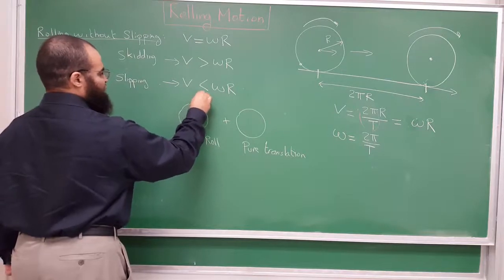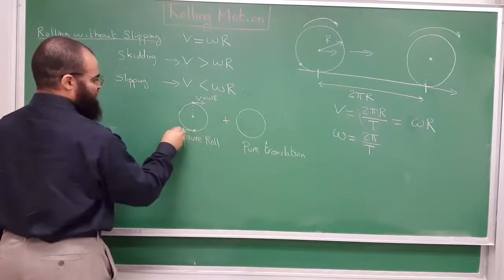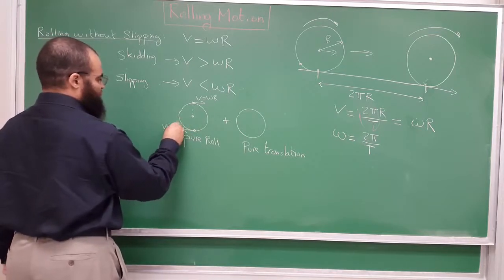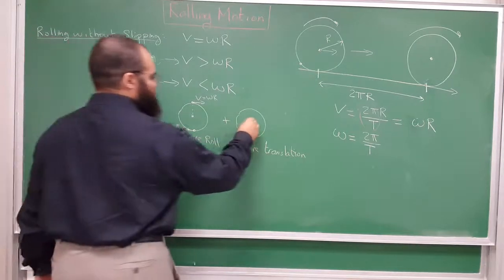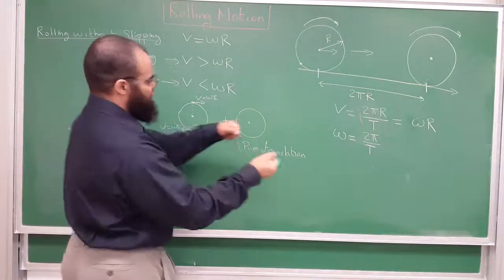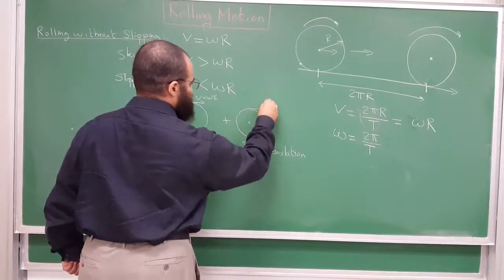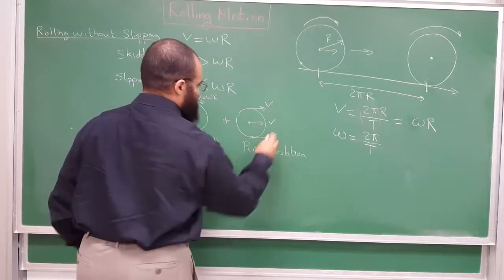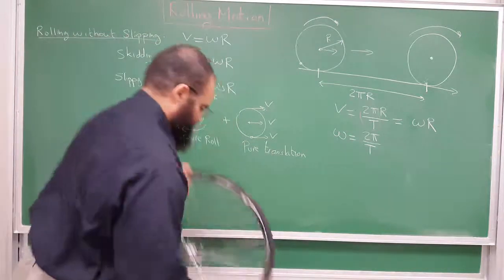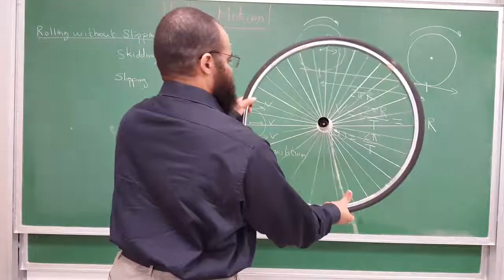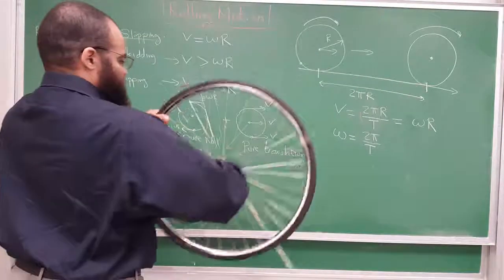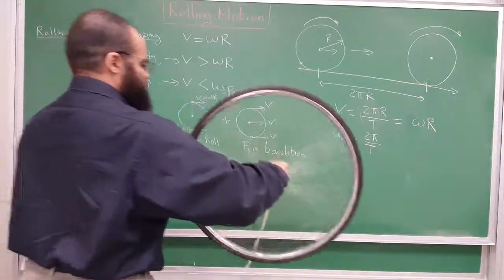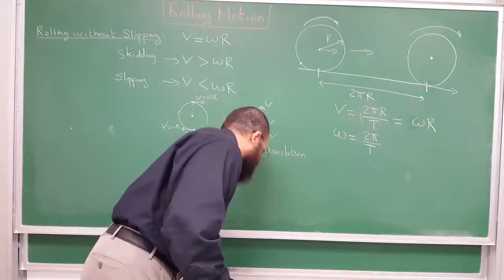V is equal to omega times R, and here V is also equal to omega times R, but to the left. Omega R to the left. If you have pure translation, you lock the wheels and you move, the center of mass moves at speed V, and this one will move at speed V. Everything just moves like this. That's called pure translation. This is a pure rotation, and the combination of the two is rolling without slipping.